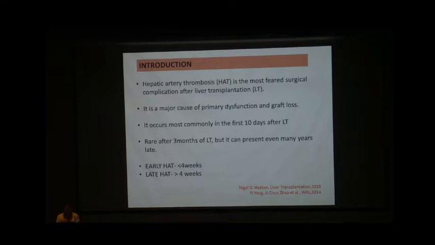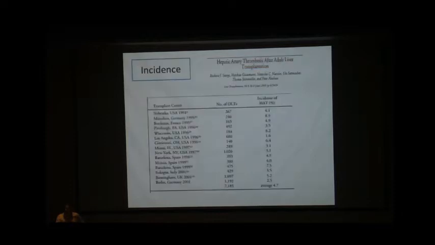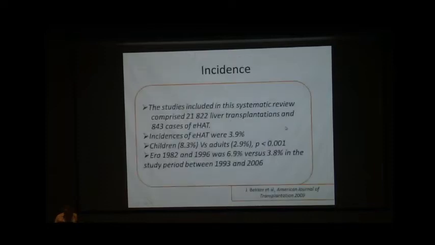The definition, the timeline is very arbitrary, but most of the articles, most of the centers, have used less than 4 weeks and more than 4 weeks as a timeline differentiation between both the groups. However, there are also other centers who use less than 7 days and more than 7 days as early and late HAT, depending upon the technical factors which are associated with early HAT and late HAT which is not associated with technical factors. Coming to the incidence, it varies between 2.5 to 9% across the studies.